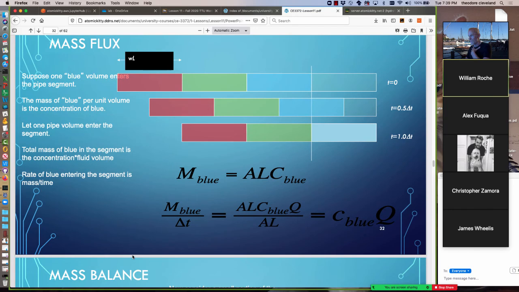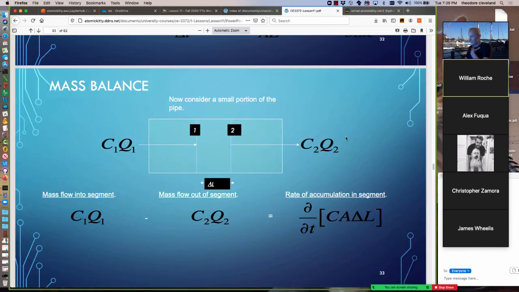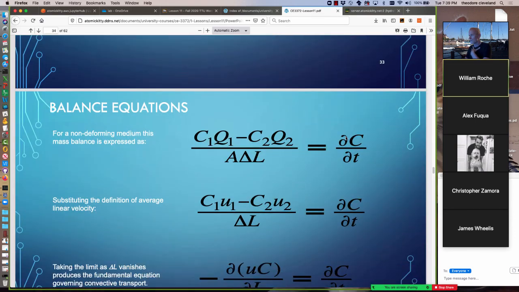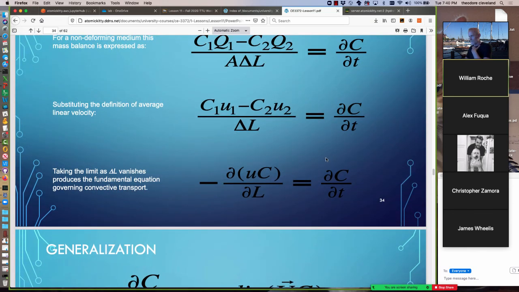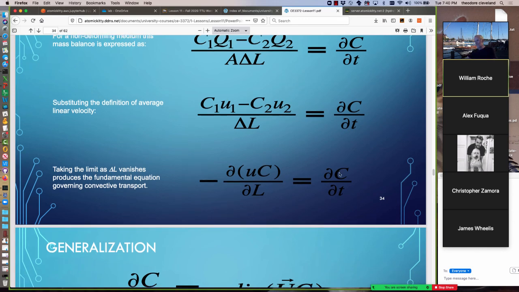And then with knowing the mean section velocity, we can apply the ideas of mass balance to keep track of the mass entering and leaving our pipe segment, shrink to a small size, and ultimately come up with the fundamental equation of advective transport, which says that the spatial variation of the product of mean section velocity and constituent concentration is equal to the rate of change of time of constituent concentration at a point in space.